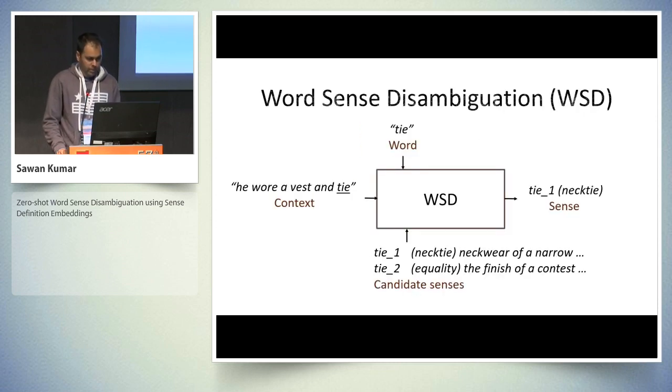So to briefly introduce the task, Word Sense Disambiguation, or WSD, takes as input a word such as tie in this example and its context, such as he wore a vest and tie, and tries to predict the right sense. Typically it is assumed that the candidate senses for the word are known a priori.